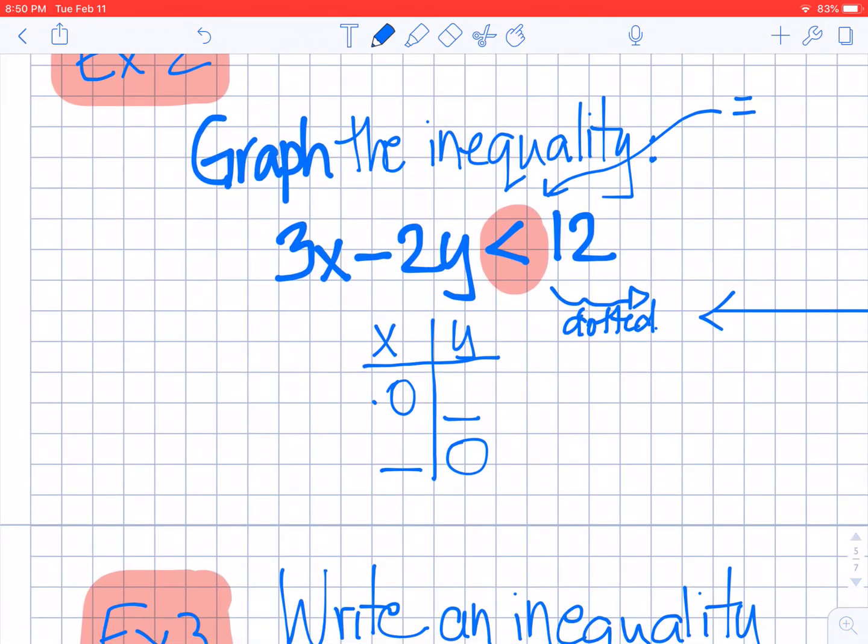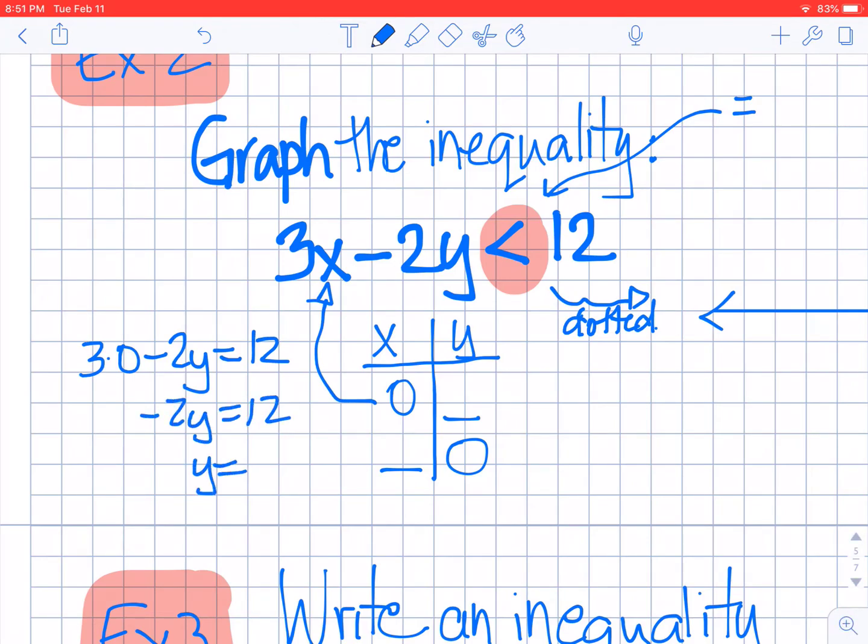So, let's plug in the 0 for x, as we have done in the past. We'll take the 0, plug it in there, and we get 3 times 0, minus 2y. And again, let's think about that as an equal sign, because we're interested in the boundary. So negative 2y equals 12, so y is equal to 12 divided by negative 2. I think that's negative 6.